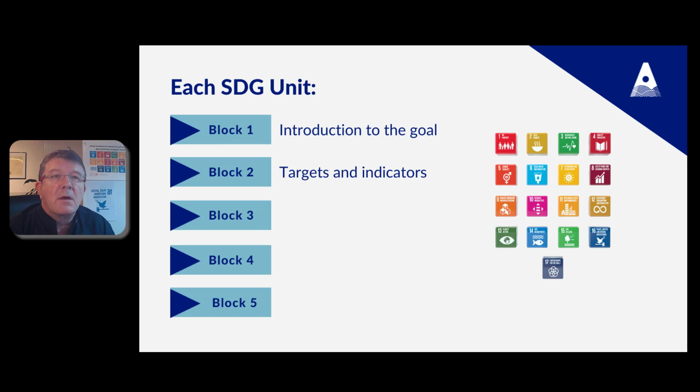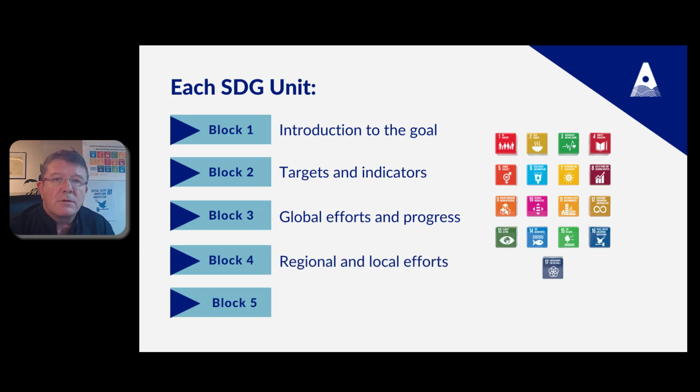In Block 3, we will focus on the bigger picture and look at the global efforts and progress to date on that particular goal. In Block 4, we will focus on the more regional and local efforts, and we will, in our case, look at how Ireland is doing in relation to that goal. And in Block 5, that'll be focused on your own personal role and agency in relation to achieving the goal, and perhaps how you might advocate for the goal.